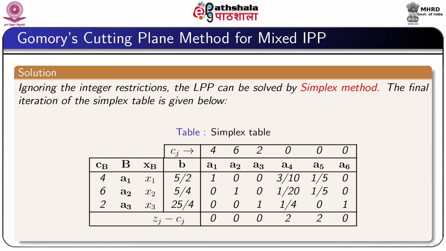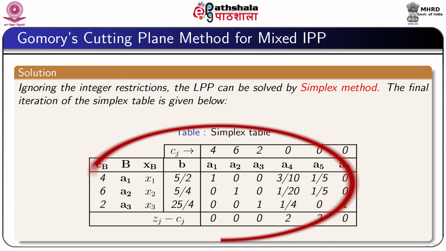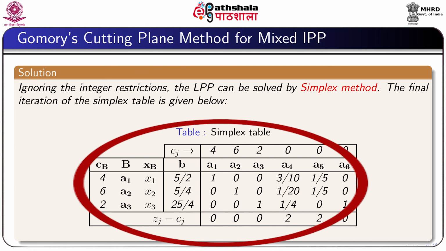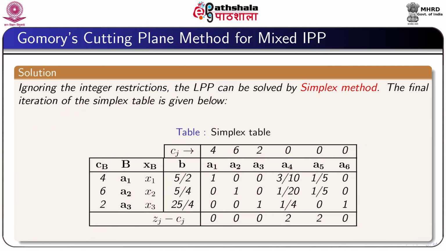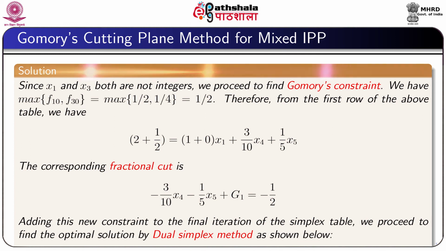Therefore, the optimality condition is satisfied, and from this table we read the optimal solution as x1 equal to 5 by 2, x2 equal to 5 by 4 and x3 equal to 25 by 4. Since x1 and x3 are integers, obviously this solution is not acceptable. So, we proceed to find Gomory's constraint.